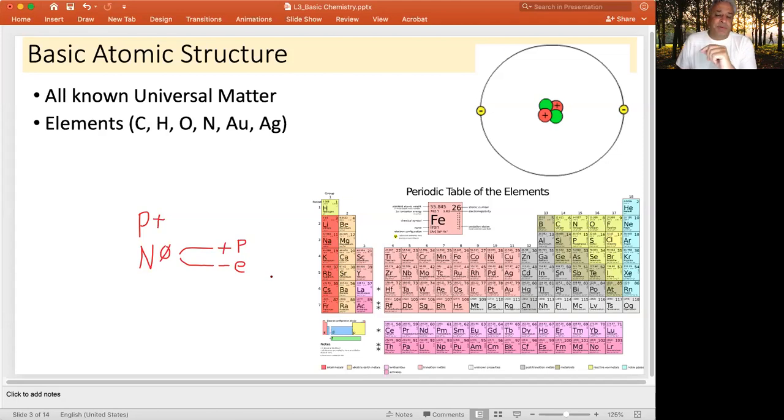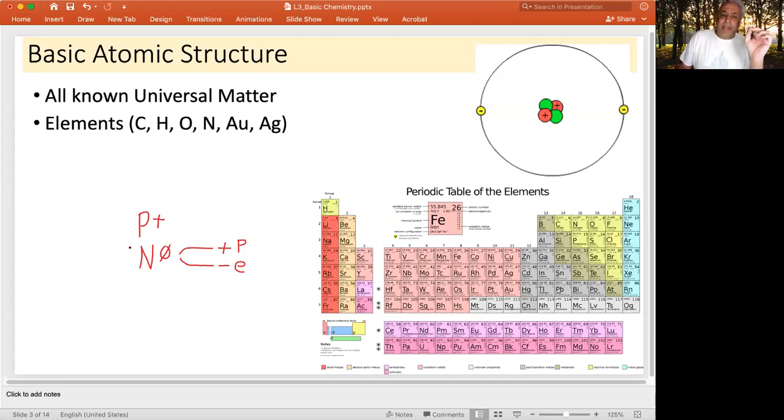Now, there's one exception in the entire universe that we know of, right? And the one exception is hydrogen. Hydrogen does not have any neutrons under normal circumstances inside its nucleus. It just has normally a single proton. That's all it has. So the periodic table, let me slow down.